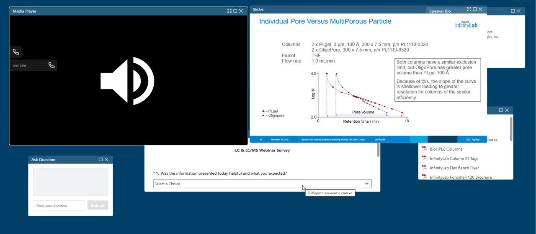For each column, we're using a 2-column set. And our graph is showing the calibration plots for each of the 2 columns. Both columns have a similar exclusion limit, but the oligopore has greater pore volume than the PL gel 100 angstrom. Because of this, the slope of the curve is shallower, leading to greater resolution for columns of similar efficiencies.